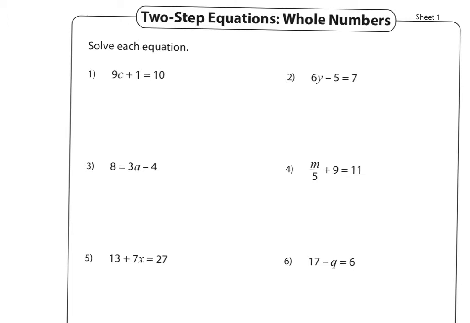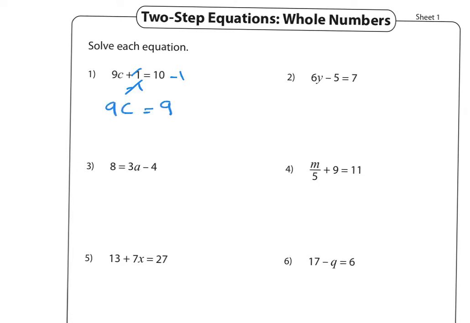We know that PEMDAS, we start with multiplication first, then addition. But when we solve the equation, we go the opposite way, right? So we're going to get rid of addition, then we're going to try to cancel the multiplication. So we're going to cancel 1 first. We're going to subtract 1 on both sides, and that's going to be 9c equals 9.